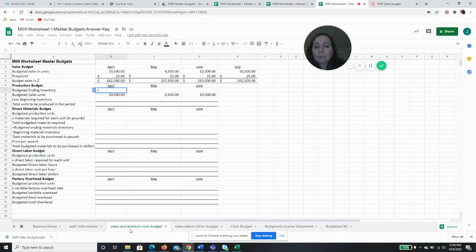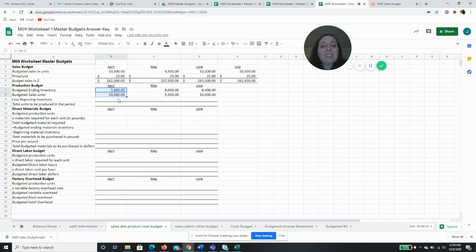All right, so my ending inventory is going to be next month's expected sales units times 80% or 0.8. For May, it's going to be June's budgeted sales units times 80% or 0.8. And for June, we're going to get July's expected budgeted sales units, and this is why we had to include July, times 80% or 0.8. All right, so this is how many units we are going to need in April. That adds up to 18,100.